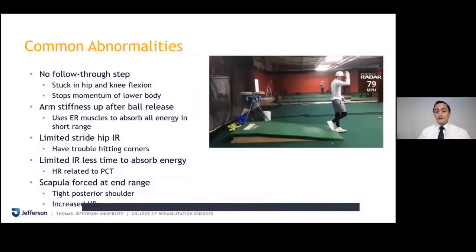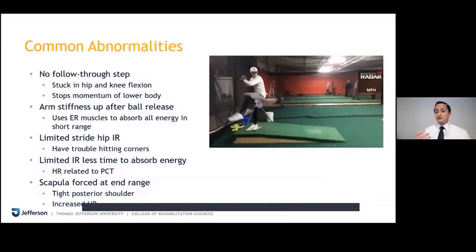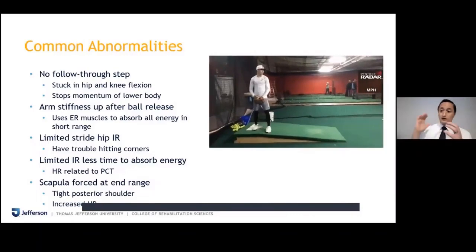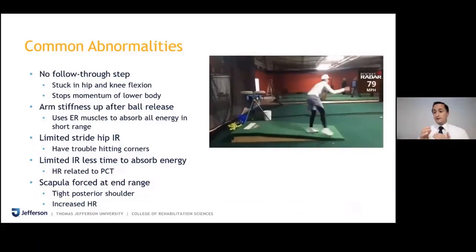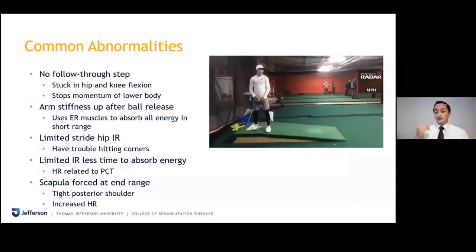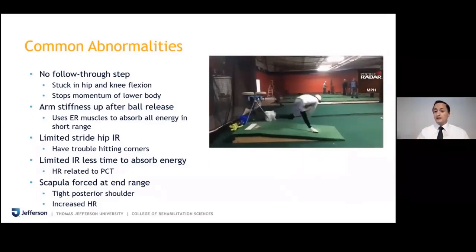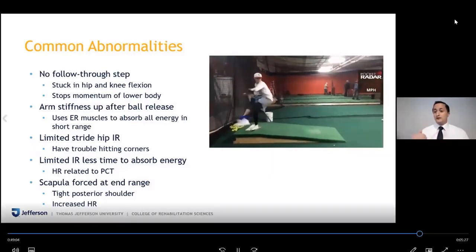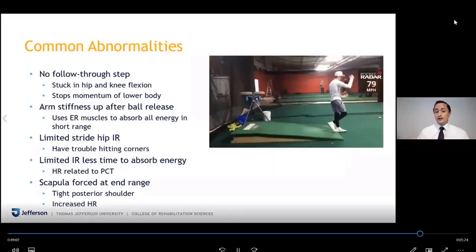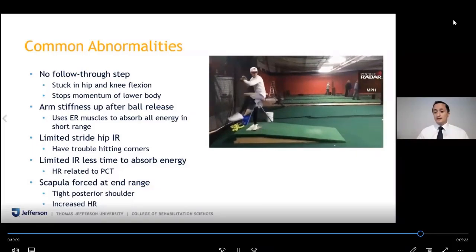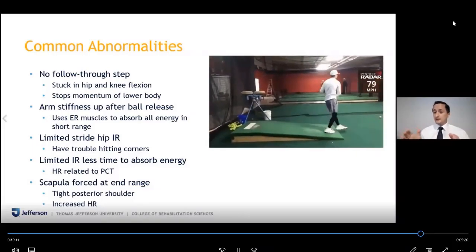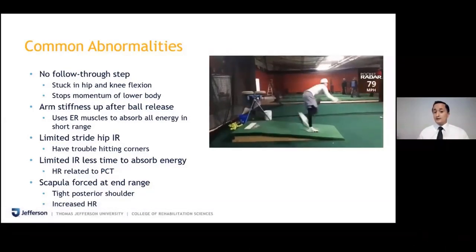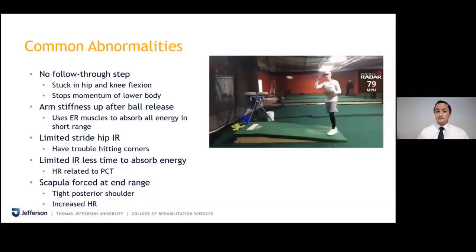You could also have limited stride hip internal rotation. So as we're rotating through, we should be rotating over our stride leg and our hips. So it means we're going into hip internal rotation to dissipate energy. A lot of throwers will get tightness in that hip. They won't be able to rotate through. So the less motion they have to rotate through, the less time that you have to absorb some of that energy. So look for that lack of hip internal rotation on the stride leg.